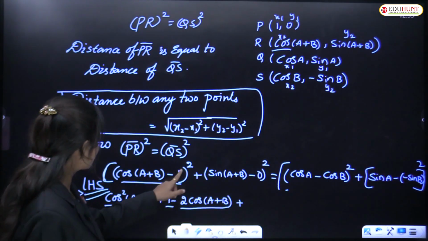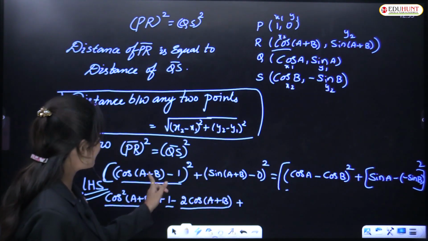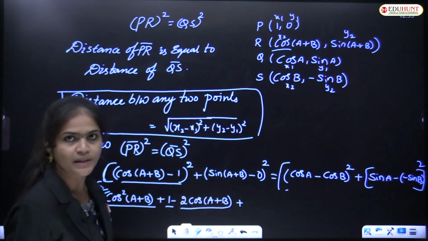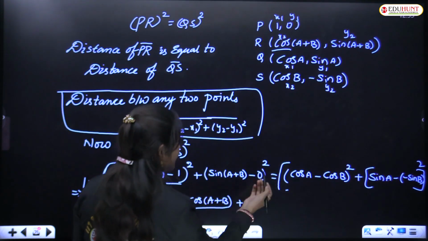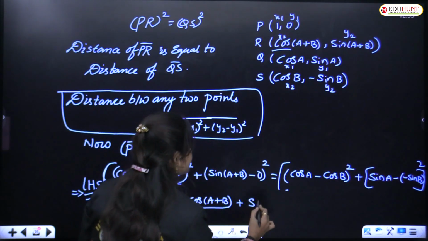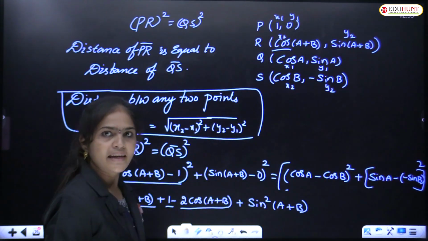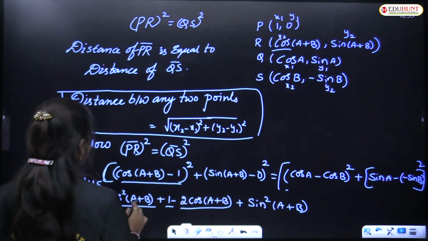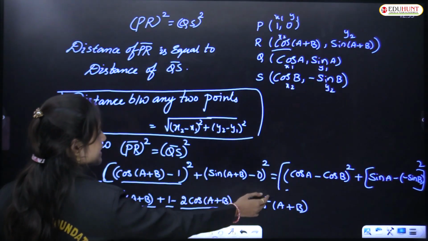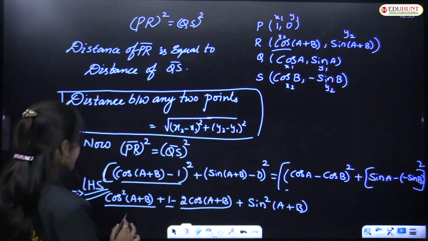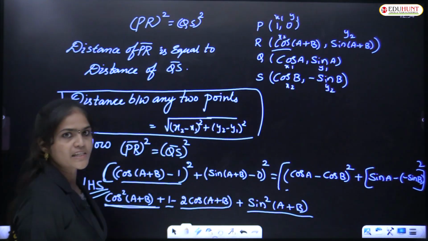Cos of A plus B minus 1 whole square is cos square A plus B plus 1 minus 2 cos of A plus B into 1, plus sin of A plus B minus 0. So no need to consider it. So this one is sin square of A plus B. Okay, now see here. Cos square of A plus B plus 1 minus 2 cos of A plus B plus sin square A plus B. So here cancellation terms are not there, but we can write that cos square of A plus B and sin square of A plus B together.